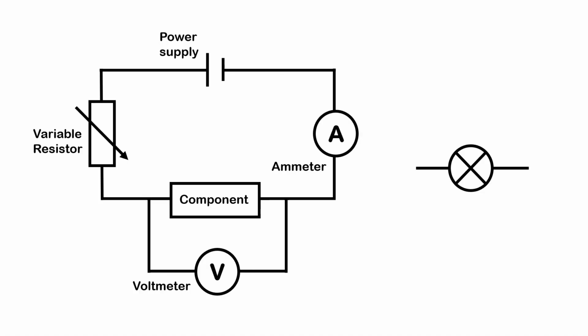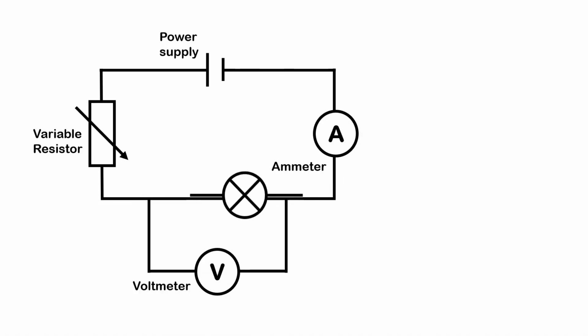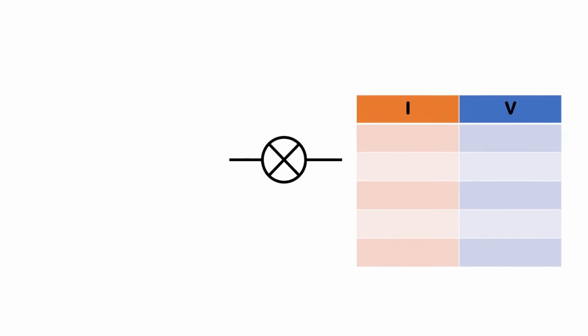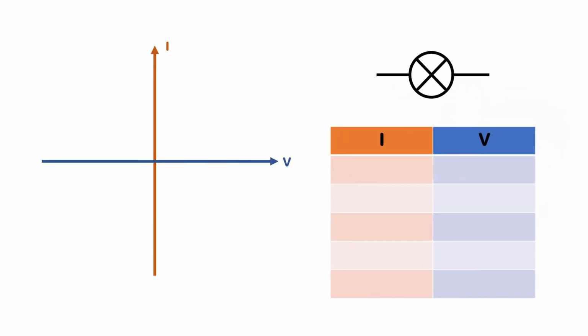Let's now put our filament lamp into our IV characteristics circuit. We again take readings by adjusting the variable resistor to produce different potential differences across our lamp. Through plotting our readings, we expect to get a graph that looks like this. In this case, the current is not proportional to the potential difference. And as the potential difference increases, the current no longer increases as much.